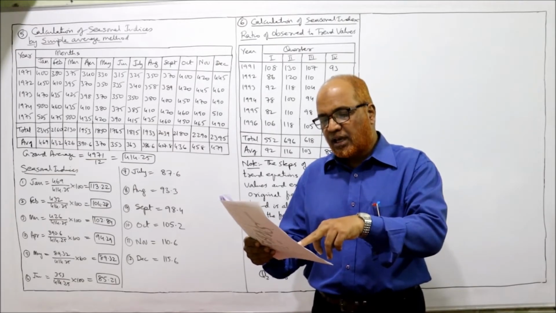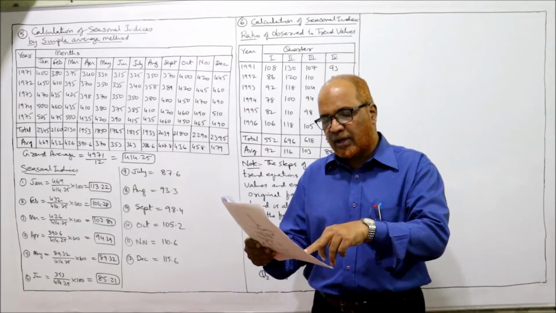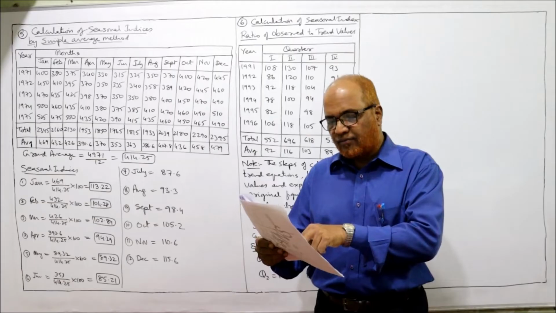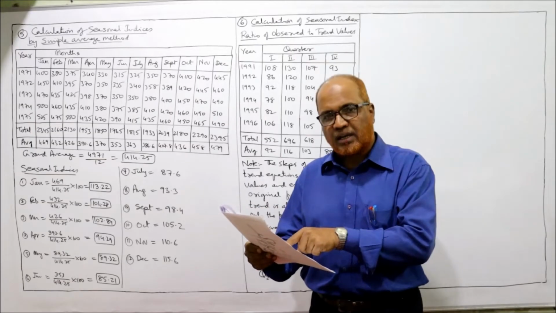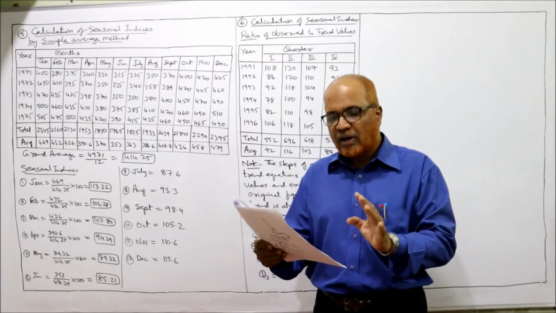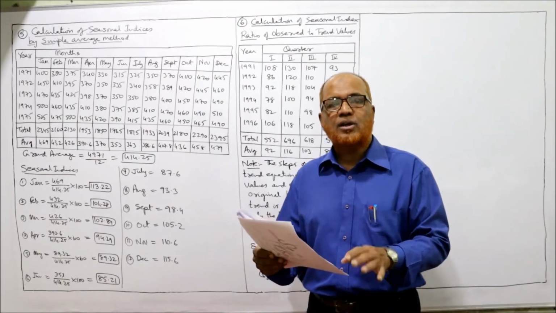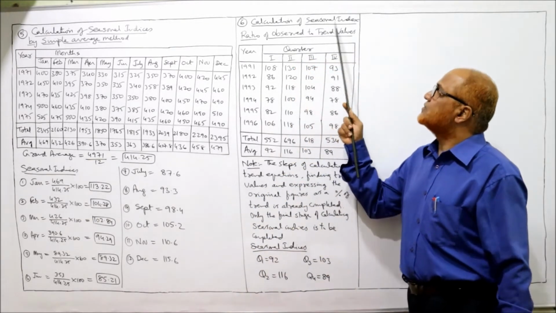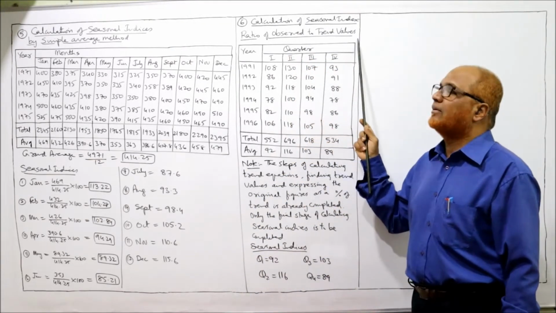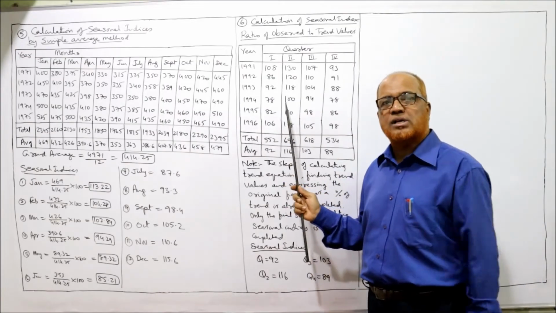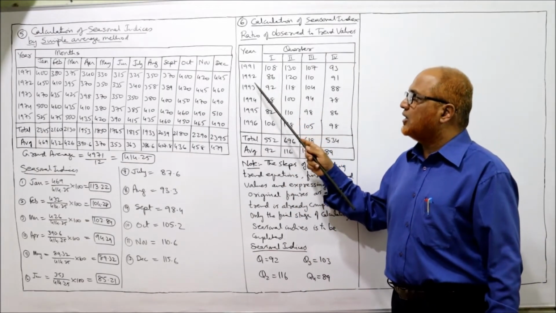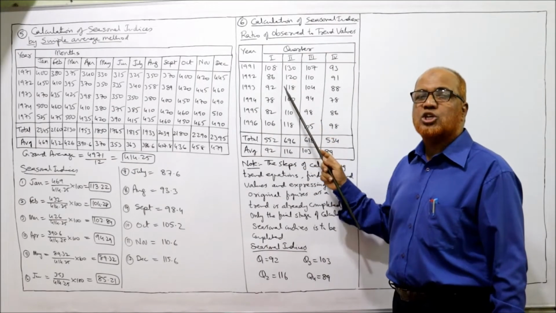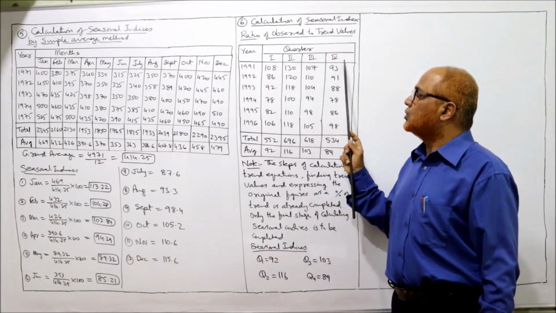Percentage is given. Year 1991, 92, 93, 94, 95, 96. 6 years data is given. Quarter number 1, quarter 2, quarter 3, quarter 4. So every year 4 quarter values are given for 6 years. Now we have to find out the seasonal index number using ratio to trend method. So now see carefully. Calculation of seasonal indices, ratio of observed to trend values. Ratio of observed to trend values are given. So year 91, 92, 93 up to 96. The quarters value, these are the ratio of trends. Quarter 1, 2, 3, 4.